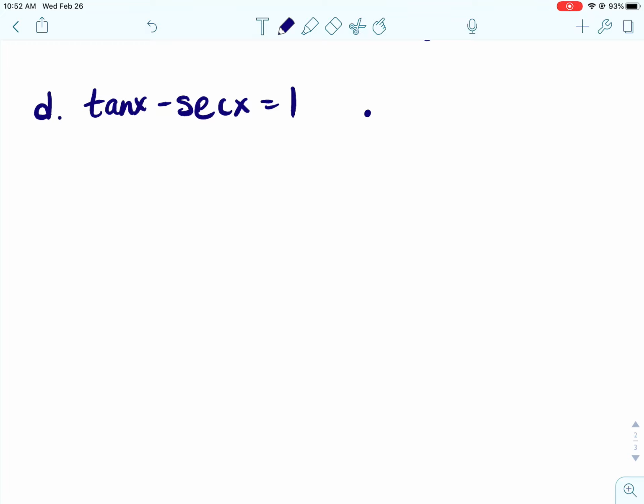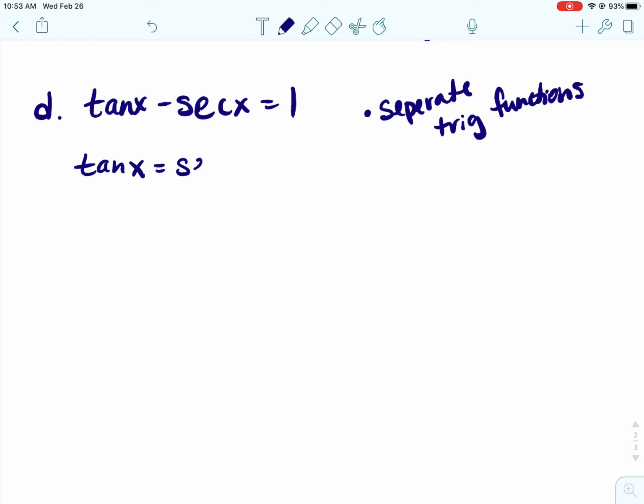So have 1 on each side. And again, this is not something we've done before. So this is kind of a new idea. So the easier one to move would be the secant because it's already negative. So you can write that secant of x plus 1 or 1 plus secant of x. It doesn't matter for adding.